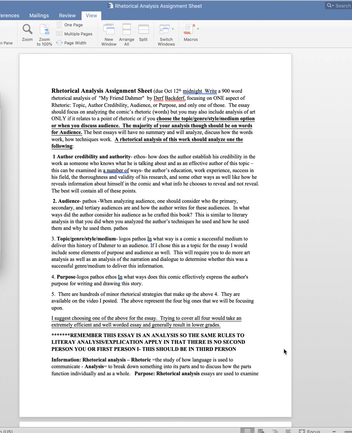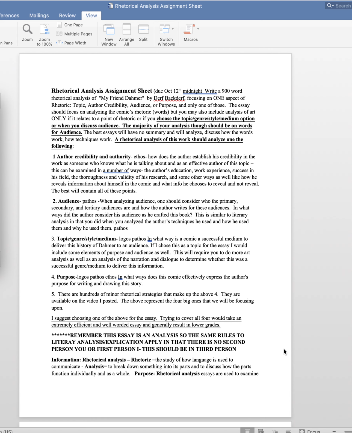Now, thinking of the audience, pathos, the emotional aspect. One thing you consider is who the primary, secondary, and tertiary audiences are. In other words, who's the audience that an author is focused at? How does that affect their work and the way they write or what they say? Second, who is the audience that you're not necessarily writing for, but that they're going to read your work? And how does that affect the way that you write? And then the tertiary audience is an audience you never expected to read your work. Like I'm sure Backderf didn't expect you guys to be reading this in a college level class when he wrote it.